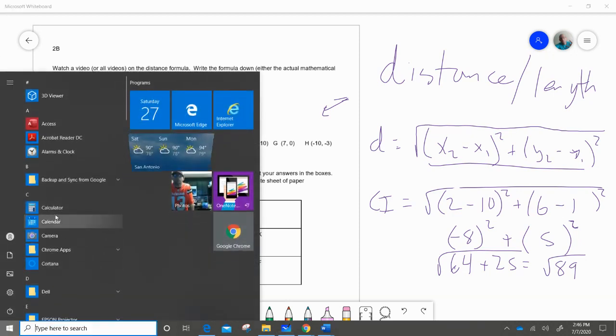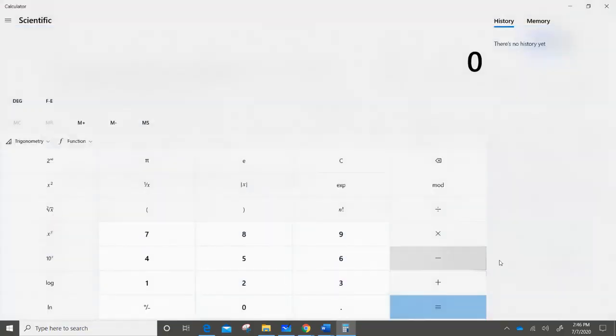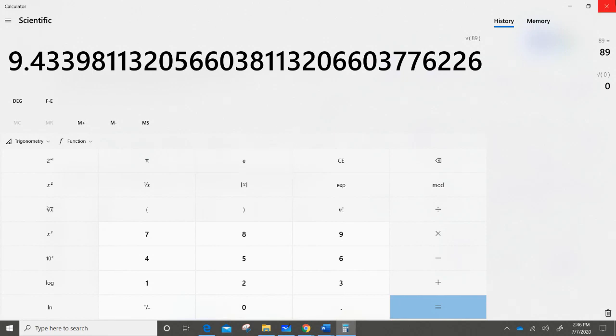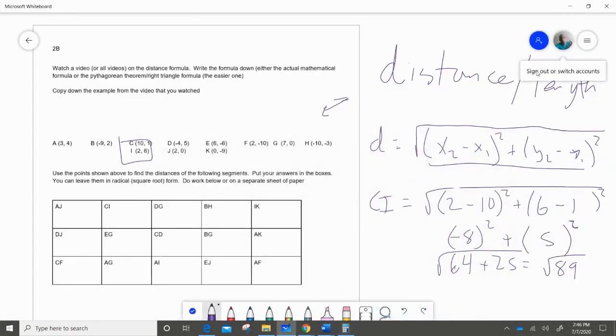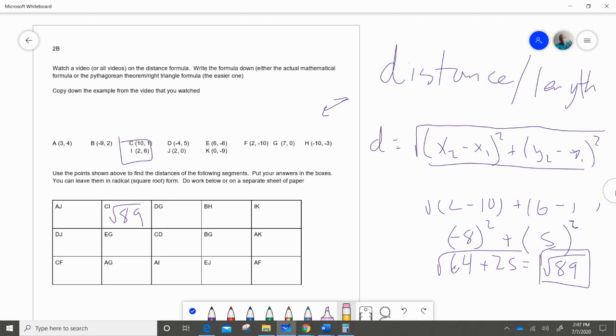Now, if we want to, we can calculate it. So if we hit 89 and the square root, 9.4339, etc. But if you want to, you can just leave it as the square root of 89. I'm not really interested in decimals here. I'm just interested in us getting these formulas right. So the distance for CI is going to be the square root of 89. Okay, let's do two more. Again, pause the video if you need to get caught up here.